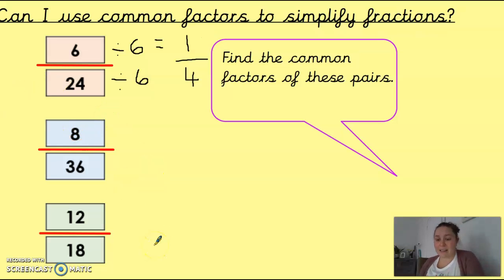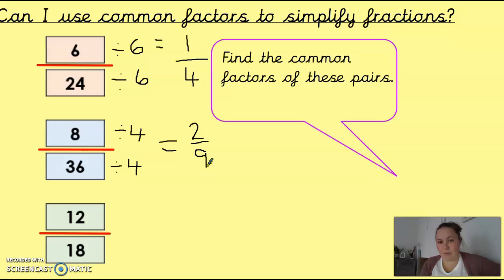Let's think about 8 and 36. If you've got your factor bugs beside you, you should see that there are, again, some numbers that are factors of both. You're going to have 1, we're not going to use that. You're going to have 2, you're going to have 4. The highest common factor of 8 and 36 will be 4. So we're going to divide both by 4. So we found that highest common factor. And then we use that to divide. And we must do the same to the top and bottom, otherwise it won't be equivalent. 8 divided by 4 is 2. 36 divided by 4 is 9. So 2/9 is my simplified version.